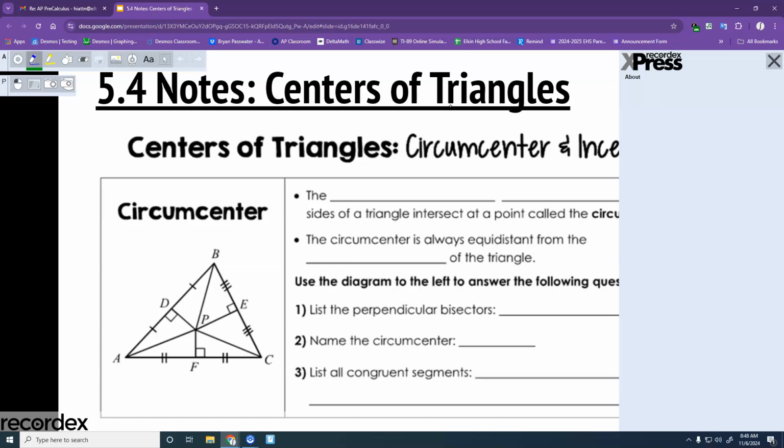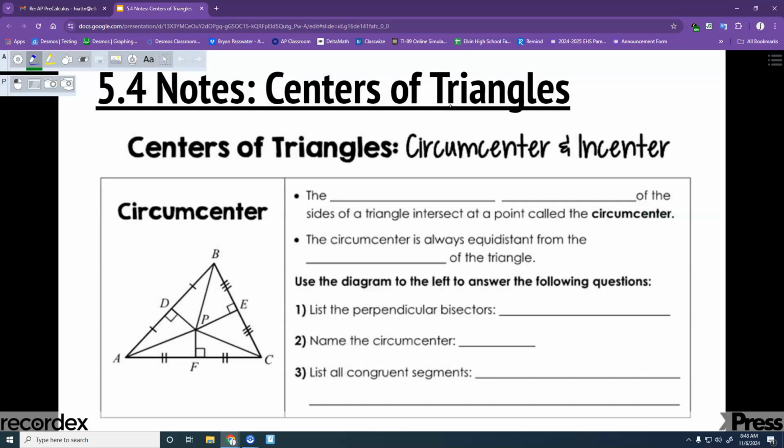And the circumcenter is the intersection of the perpendicular bisectors of the sides of a triangle intersect at a point called the circumcenter. Okay, so perpendicular bisector. Let's talk about what that is.